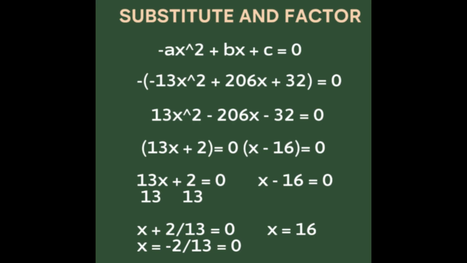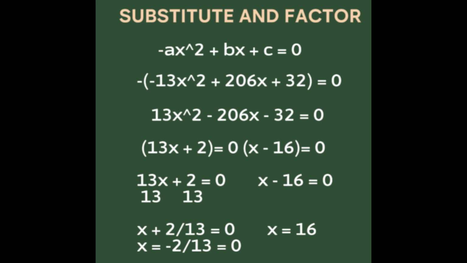Now let us substitute and factor. Ax squared is equivalent to gravity deceleration. Also, I made a mistake, so it should be negative ax squared is equivalent to gravity deceleration. So it turns into negative 13x squared plus 206x plus 32, because 206 is the velocity of the mortar, and 32 is the height in meters when the mortar fired its shell.